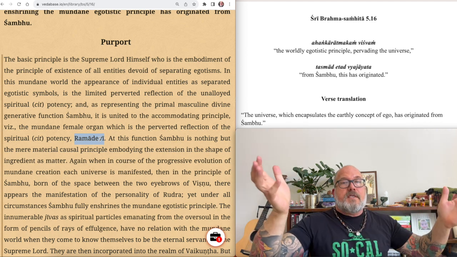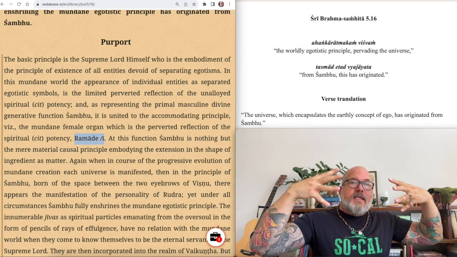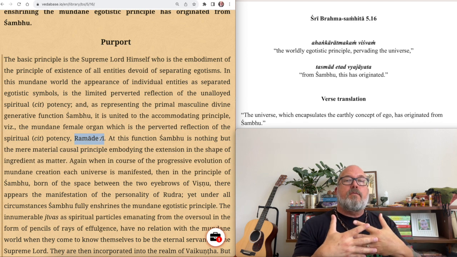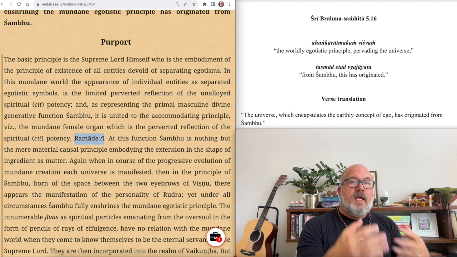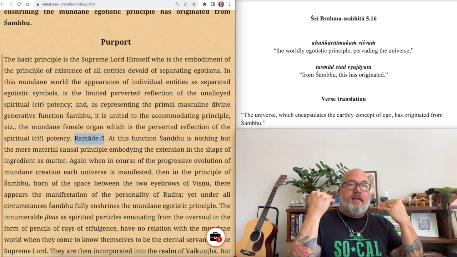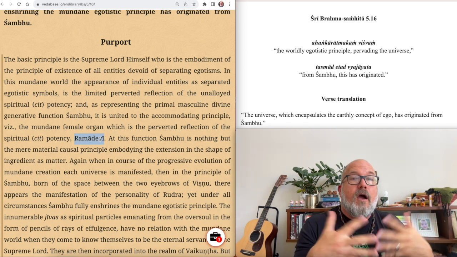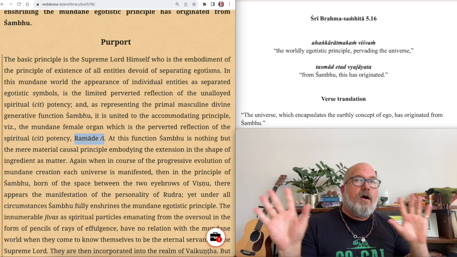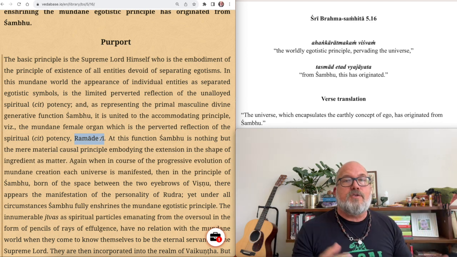We are not disconnected from God, but that ego principle mixed with Maya in this material world, which is a perverted reflection, the opposite of that, is that we are disconnected from God. God doesn't exist here in our illusion.